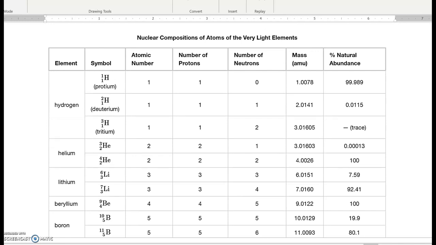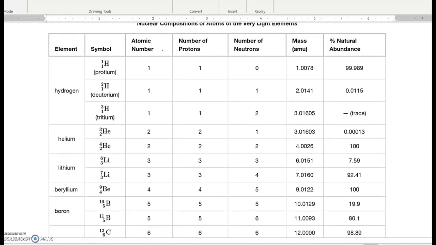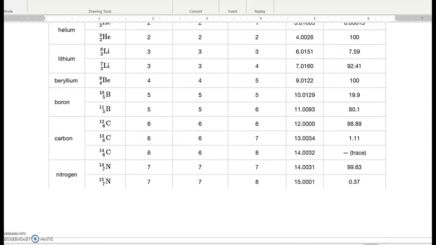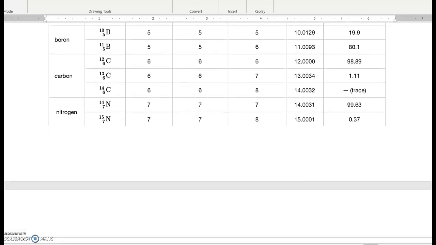This particular table is in your book. It shows you the element, the symbol, the atomic number, the number of protons, number of neutrons, the exact mass of each atom, which is a little bit off because of some things we don't talk about yet, and the natural abundance of each element. And we can use this to find the average atomic mass.